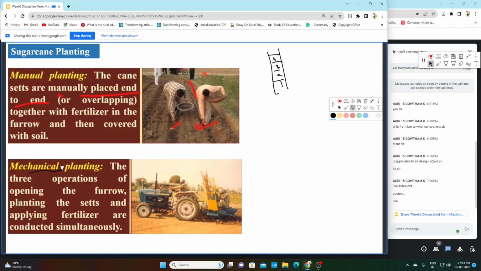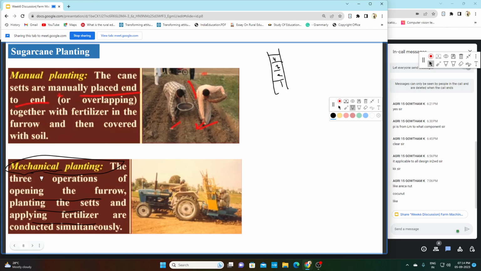And now mechanical transplanting or mechanical planting of sugarcane. The three operations of opening the furrow, planting the seeds, and applying fertilizer are conducted simultaneously. As this is a mechanical type of planter, what are the different operations? One is opening the furrow, next is planting the seed, and third is applying fertilizer. All the three operations are done in one go. That is why it is a mechanical planter.